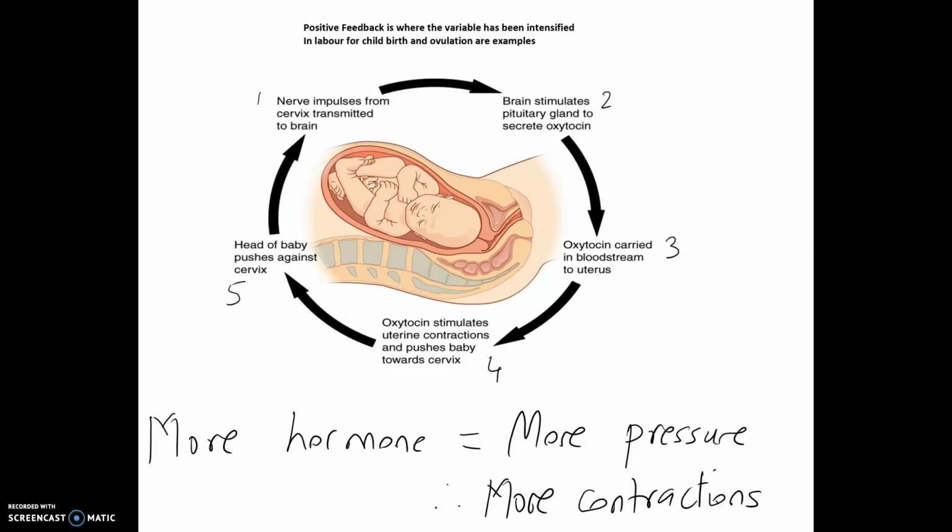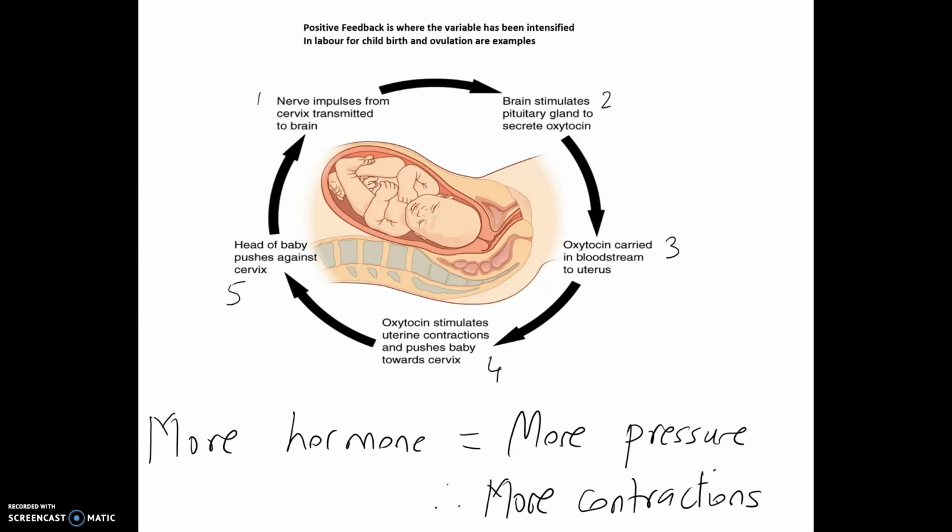In this diagram, the nerve impulses from the cervix transfer to the brain. The brain then stimulates the pituitary gland to secrete oxytocin, which then goes into the bloodstream to the uterus where the baby is developing. It then gets released, with the contractions occurring to push the baby out of the cervix. And finally, the head of the baby gets pushed out through the cervix. So this is where positive feedback is occurring, where the variable has been intensified.